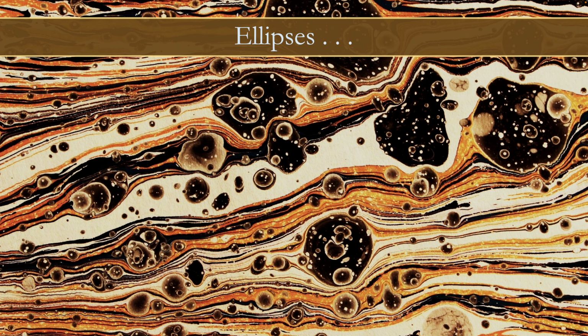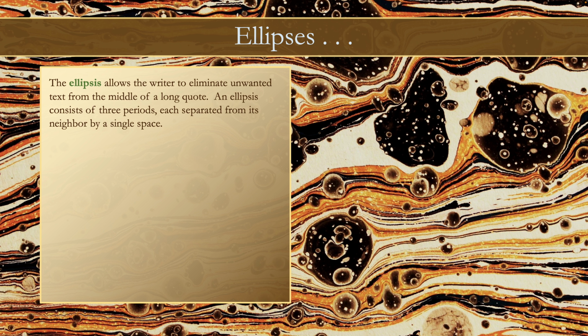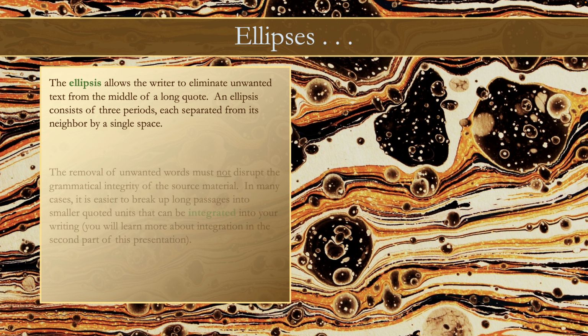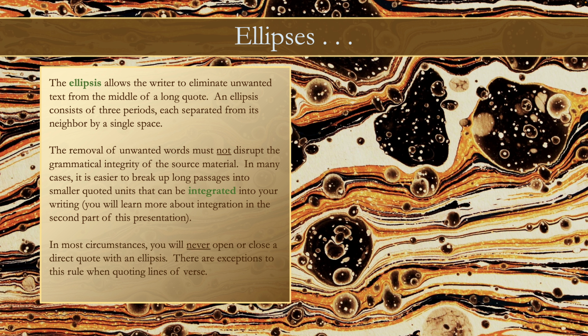So let's talk about ellipses. The ellipsis allows the writer to eliminate unwanted text from the middle of a long quote. An ellipsis consists of 3 periods, each separated from its neighbor by a single space. The removal of unwanted words must not disrupt the grammatical integrity of the source material. I mean, it still has to read like a sentence. In many cases, particularly for beginning writers, I think it's just easier to break up long passages into smaller quoted units that can be integrated into your writing. We're going to talk more about integration in part 2 of this series. But sometimes you have to use an ellipsis.